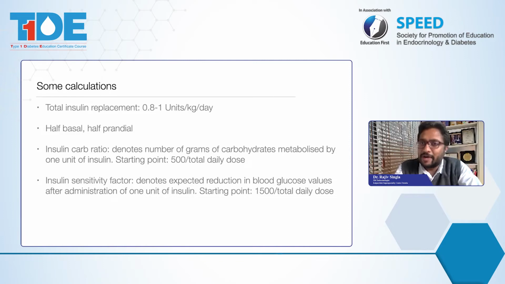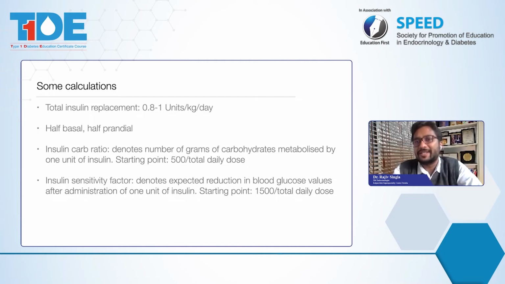So I would start with 500 divided by 50, which is equal to 10. So I would say, okay, for my body, perhaps 10 grams of carb needs 1 unit of insulin to be metabolized. And that's only going to be my starting point. We're going to discuss it in the coming sessions. But we need to understand the insulin carb ratio: 1 unit of insulin, how many carbs it can assimilate so that my basal blood glucose value stays stable.